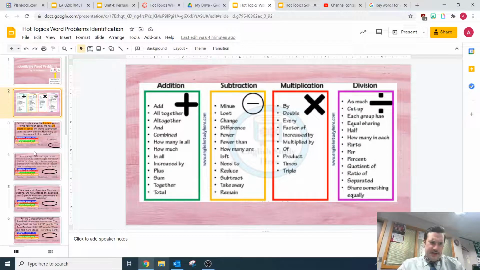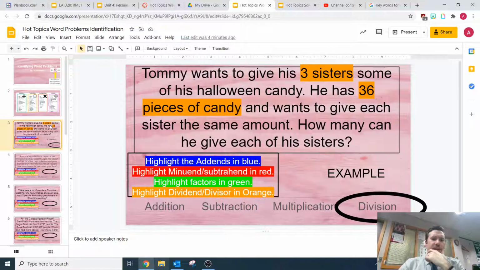So let's look at a question here. This first question: Tommy wants to give his 3 sisters some of his Halloween candy. He has 36 pieces of candy and wants to give each sister the same amount. How many can he give each of his sisters? Now we're thinking, okay, it's marked division, but how do we know that this is division? What clue words do we see? Tommy wants to give his 3 sisters some of his Halloween candy. He has 36 pieces of candy and wants to give each sister the same amount.